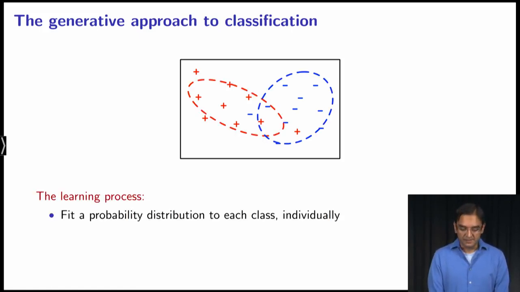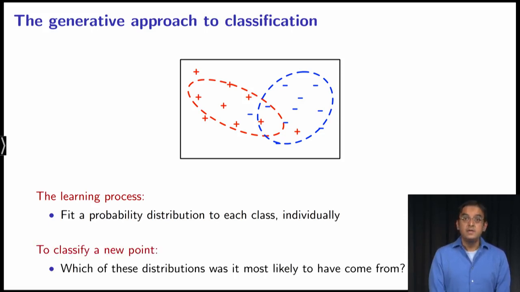On the left we have an ellipse-shaped distribution that we fit to the pluses. And then we have another ellipse-shaped distribution that we fitted to the minuses. That's it for the learning process.